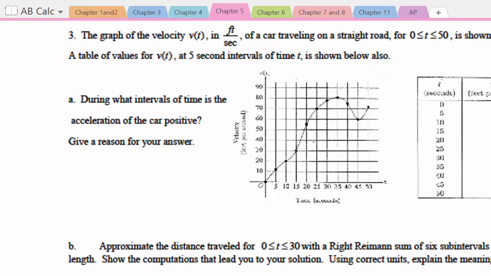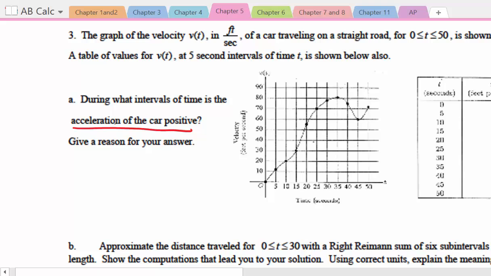Here's number 3 from the Chapter 5 AP packet. The graph of the velocity, v of t, of a car traveling on a straight road is shown below. A table of the values of v of t in 5-second intervals is shown also. During what intervals is the acceleration positive?